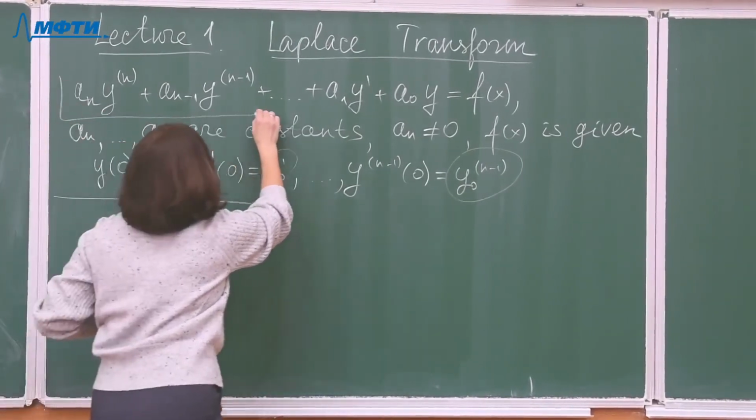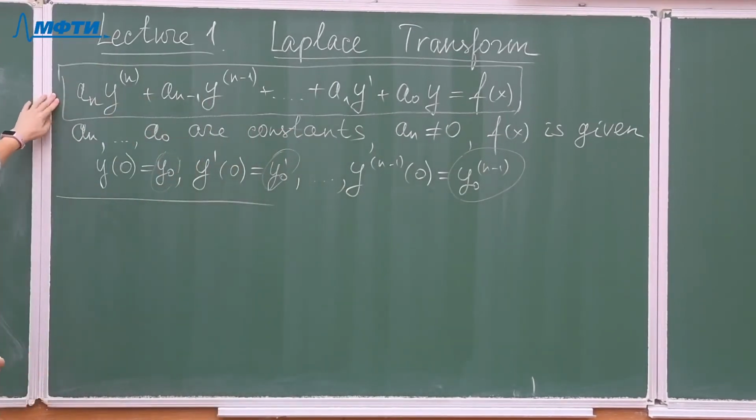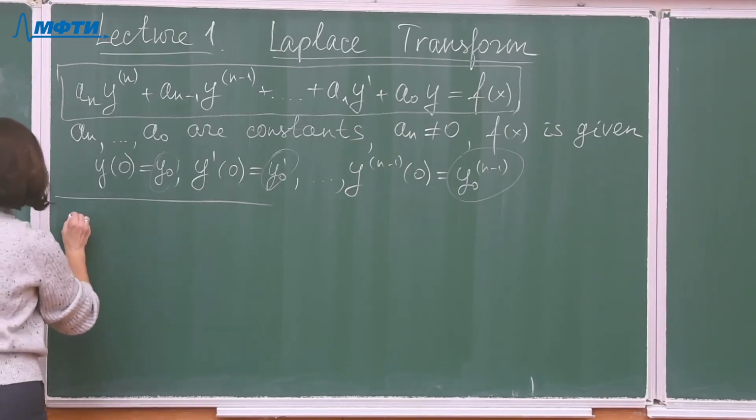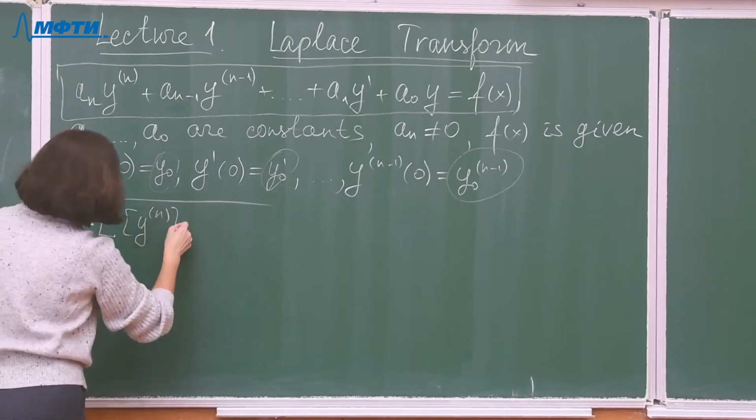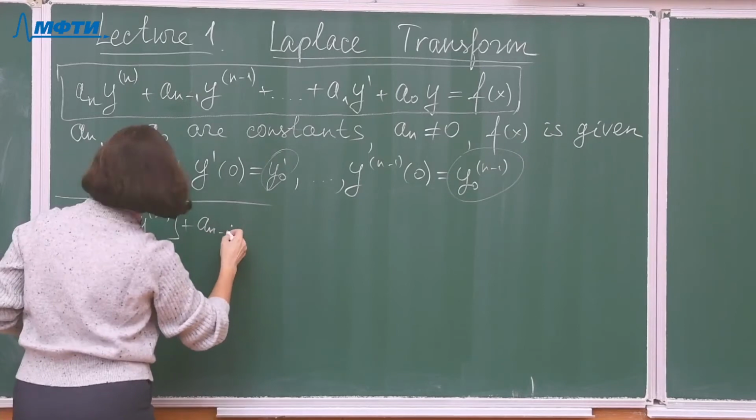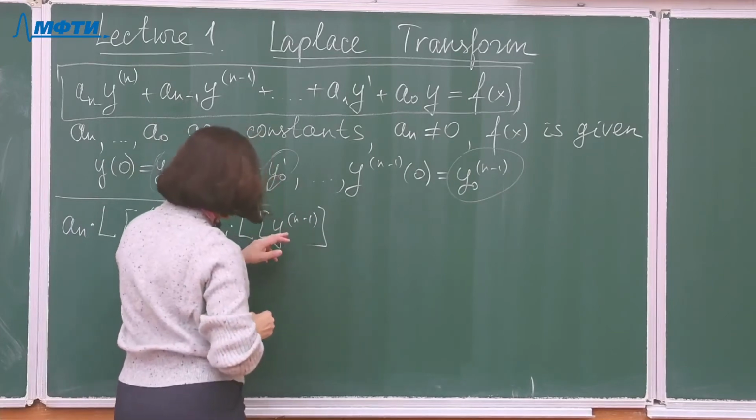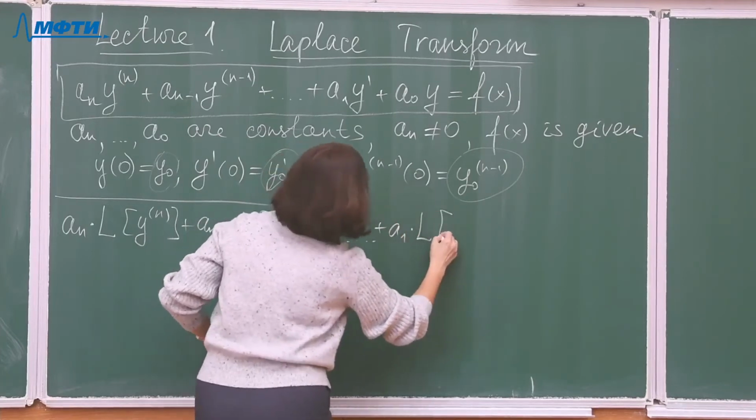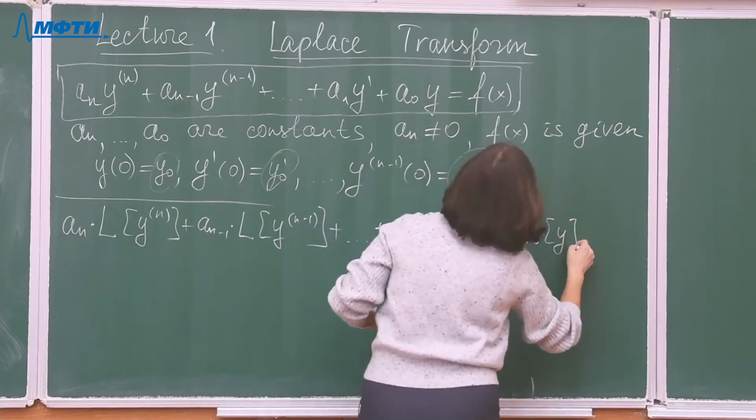So this is our equation. Let's apply Laplace transform to both parts of this equation and use the linearity of the Laplace transform, and we will get the following: an times L of the nth derivative of y plus an minus 1 times L of y^(n-1) plus ... plus a1 times L of y prime plus a0 times L of y equals L of f.